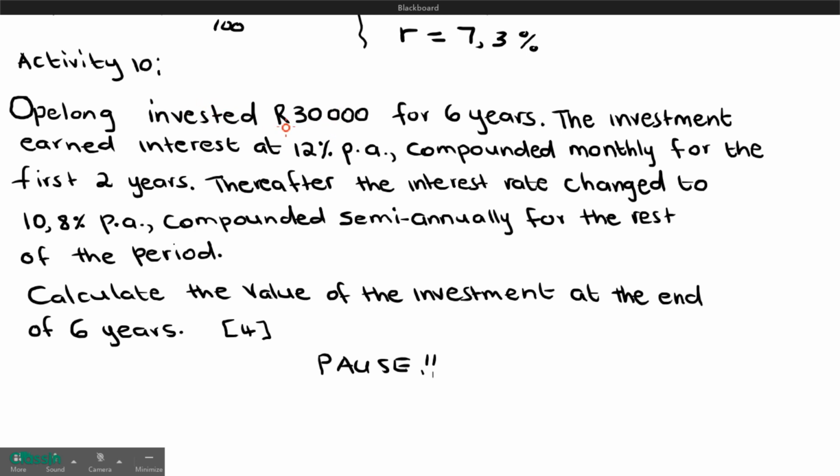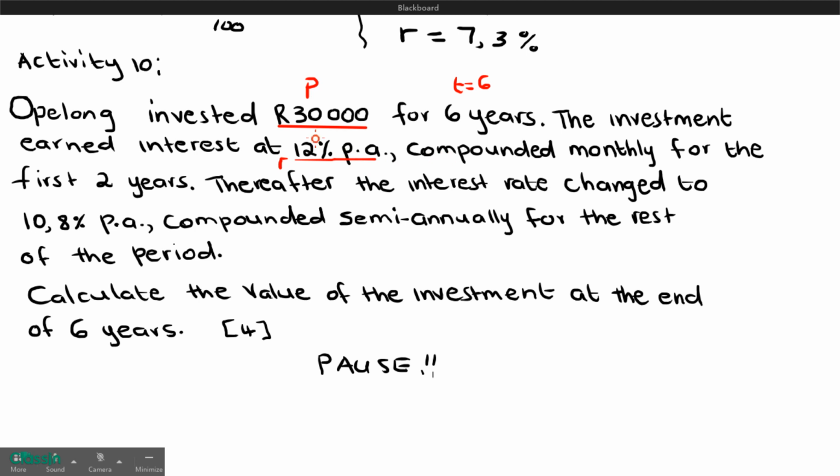So now, because they said this person invested 30,000, it means that we have the value of our initial, which is P, our initial amount. For how many years? For 6 years. So our T in this case is 6. The investment and the interest, the interest at 12% per annum. So this 12% is our R.